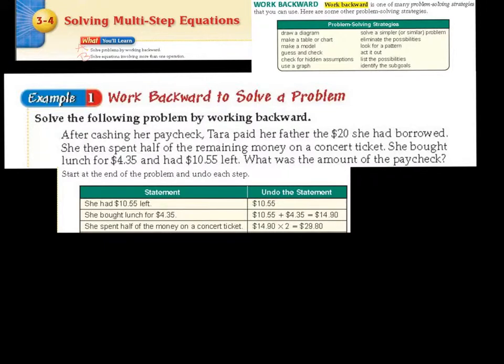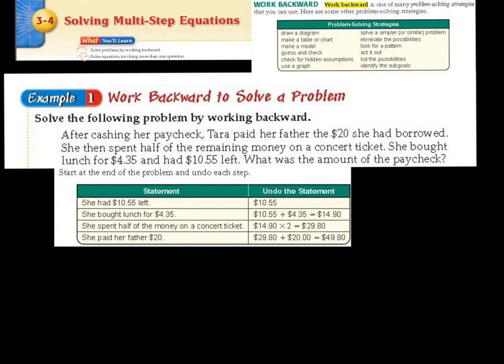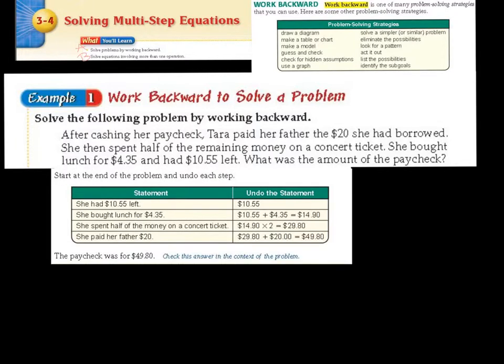Now this next bit is a little bit tricky. It says she spent half of her money on a concert ticket. If she had $14.90 left, one half is $14.90, the other half is $14.90. So to undo that, we need to multiply the $14.90 by 2 to get $29.80 before she bought the concert ticket. Before she bought the concert ticket, she paid her father $20. So we need to undo spending $20 by adding $20 back, and we end up with $49.80. So her paycheck must have been $49.80.